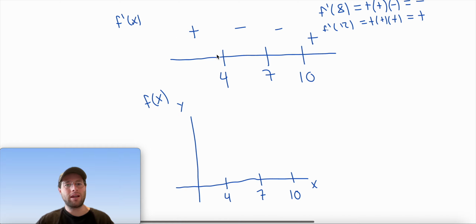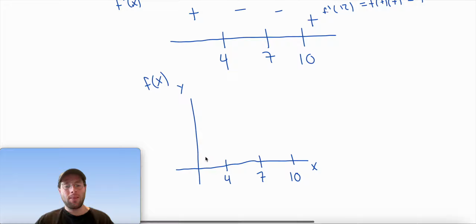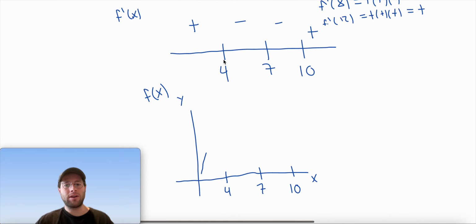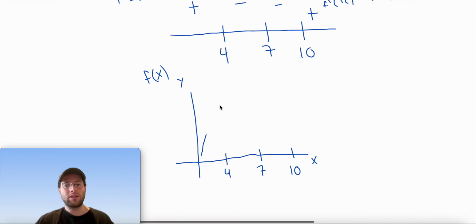So f prime of x is telling us whether the slope is positive or negative. If my slope is positive to the left of 4, that means my function will be going up. And then I notice here that at 4, the derivative is 0, right? So that's why we have these values on the sign chart. It's going to go to a 0, and then it's negative in this interval, so I know it needs to turn around. So it's going to go up, become 0 at 4, and then become negative in this interval right here.